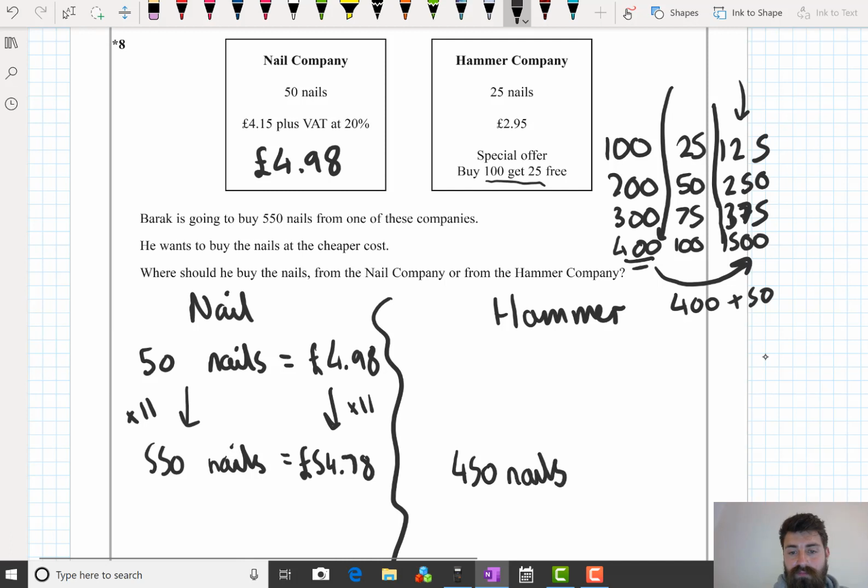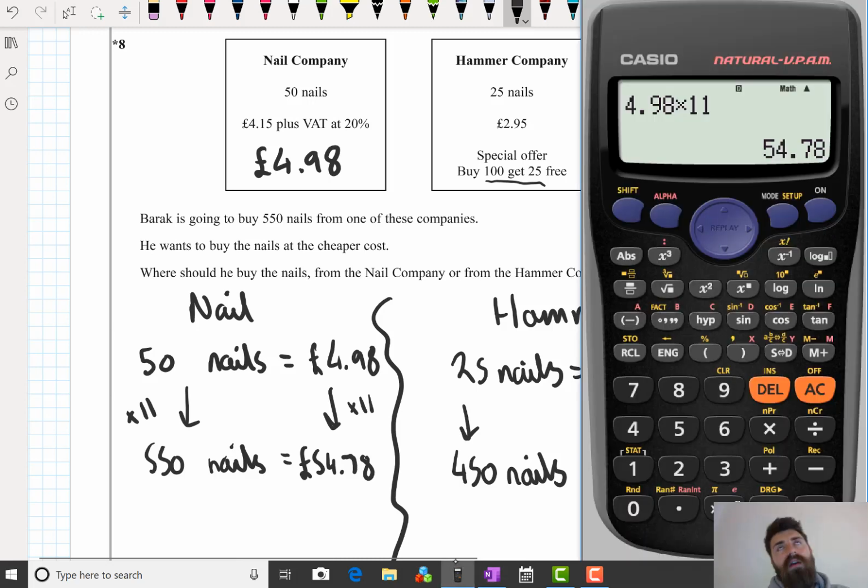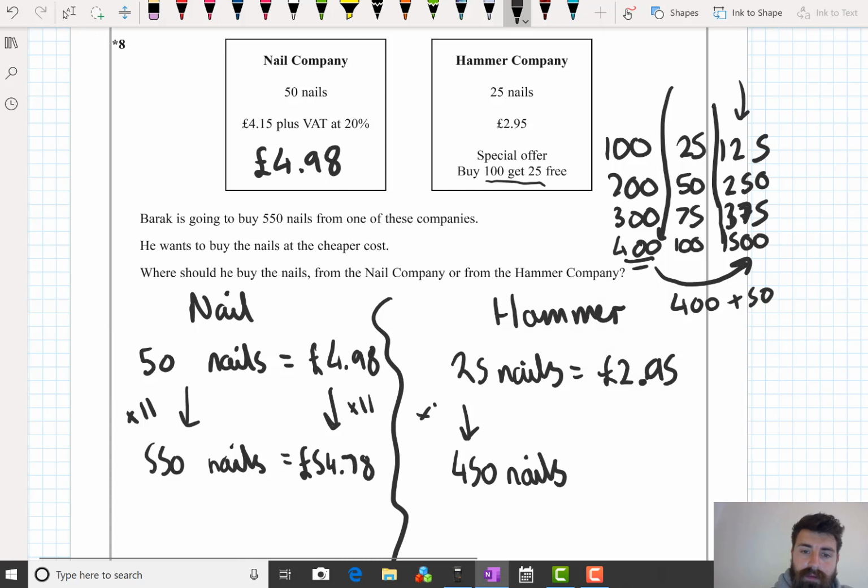And we know that 25 nails cost £2.95, but we only need to buy 450 because we get 100 for free. And what we've got to see is how many 25s go into that. 4, 16, 18. How many go in? 18. Times this by 18. How much money?